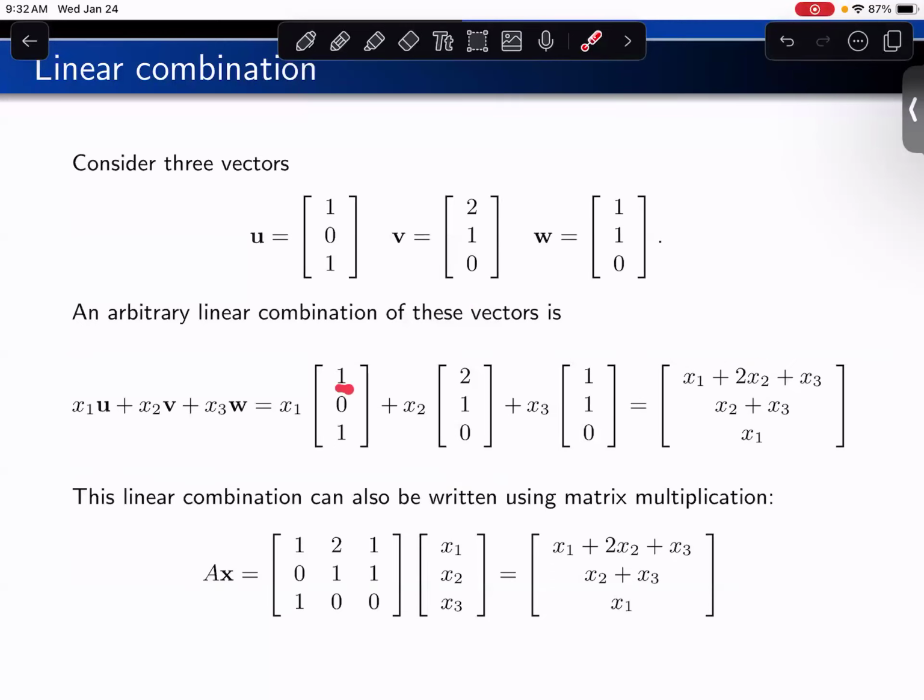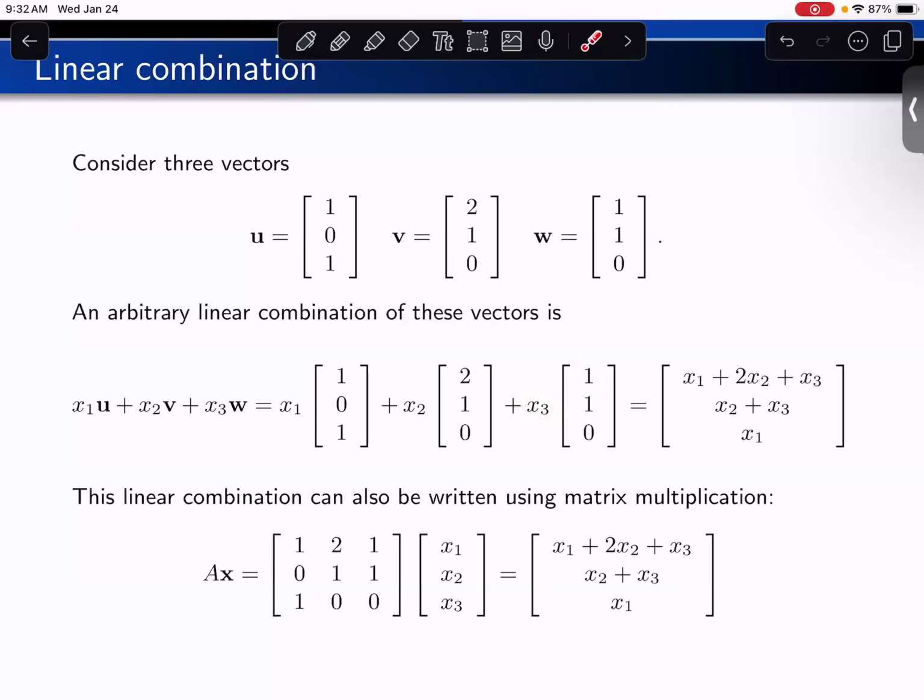So you have an x1 associated to this, so this is where this x1 comes from. You have 2 times x2. That's where this 2x2 comes from. And then you have x3 times 1. So that's where this x3 comes from. Then similarly, we have x2 times 1 showing up here, plus x3 times 1 showing up here. And then x1 only shows up in the third component of the first vector. So x1 times 1 gives you this x1 right here.